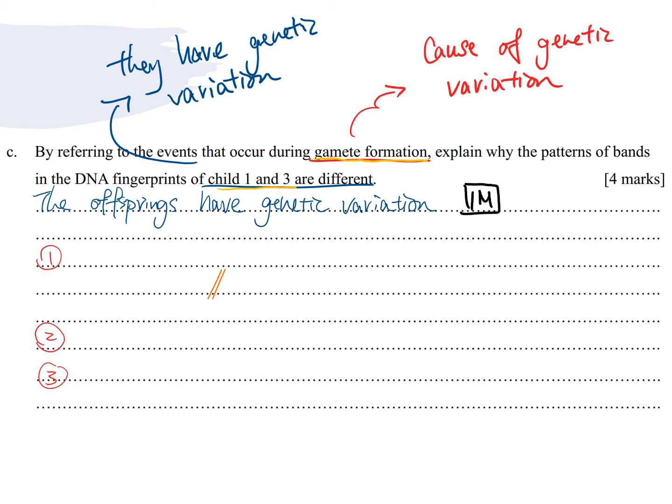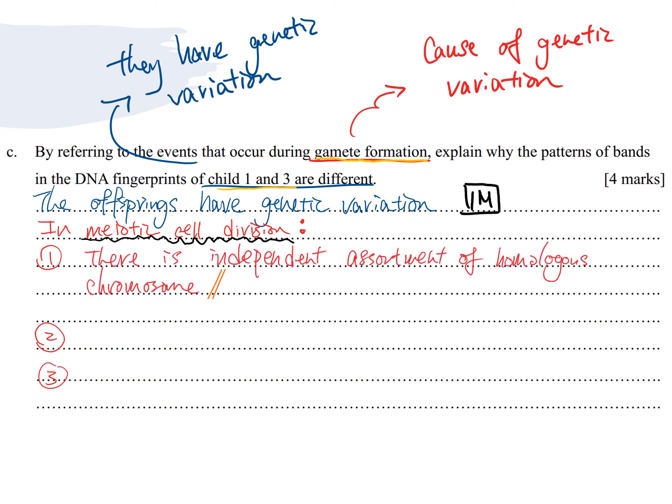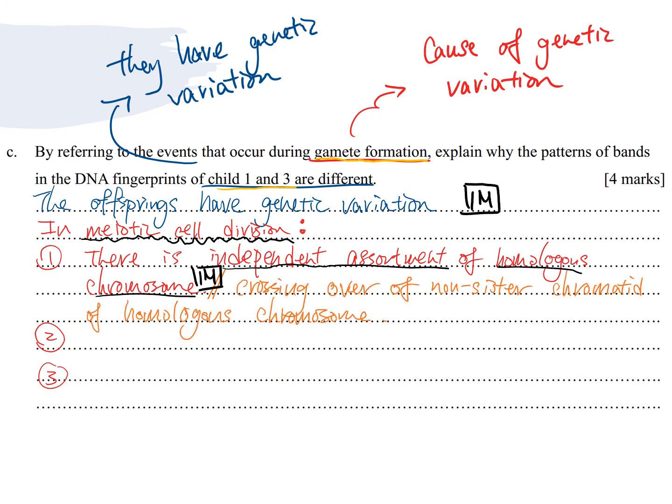And then the second mark is, start to tell me what happens in the gamete formation process. That is the meiotic cell division. So in meiotic cell division, what happens? Why would there be genetic variation? Because there is independent assortment of homologous chromosomes. So you can get 1 mark like this. Or you can tell me another cause, that is the crossing over of the non-sister chromatid of homologous chromosome. So you can also get this as 1 mark, either one.